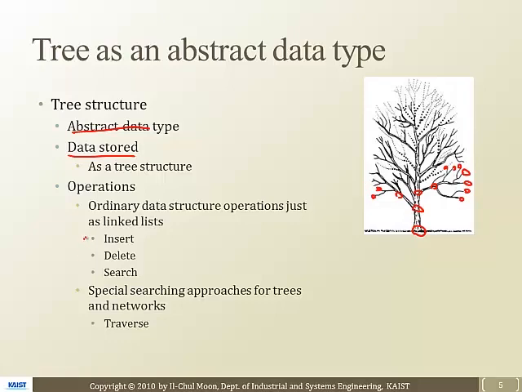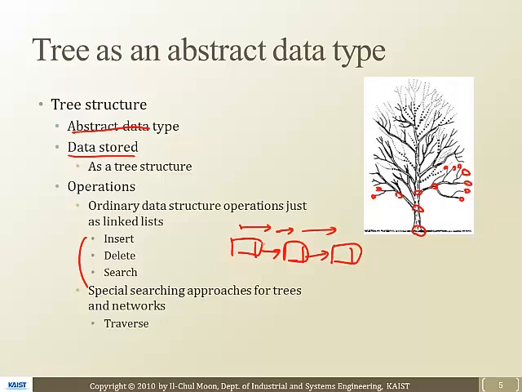The operations are insertion, deletion, and search. Furthermore, there is a special search method called traversing for trees and networks. Why is that? Previously, in a linked list structure, let's imagine that we are getting all the data from the list. In that case, we can just iterate from the first node to the second node and the third node. It's linear and there is no choice but to move forward. There can be a choice of moving backward, but there is no incentive for that in terms of getting all the data from the list. So there is only one way of going forward.